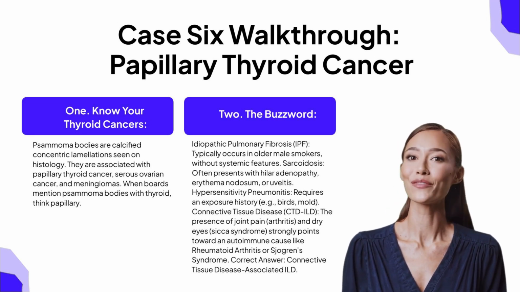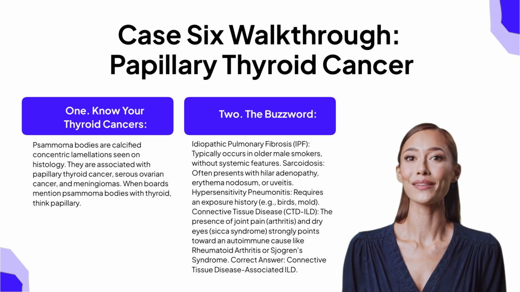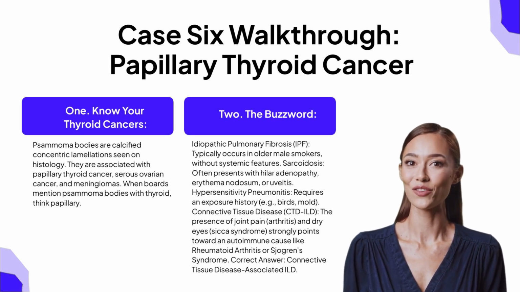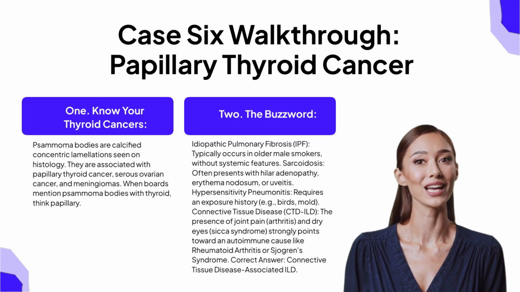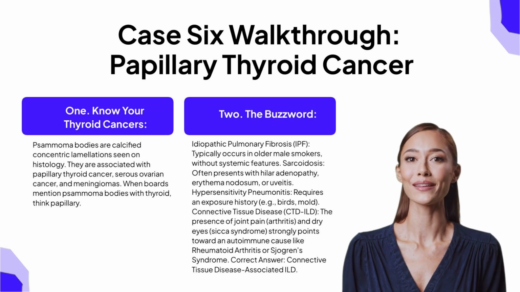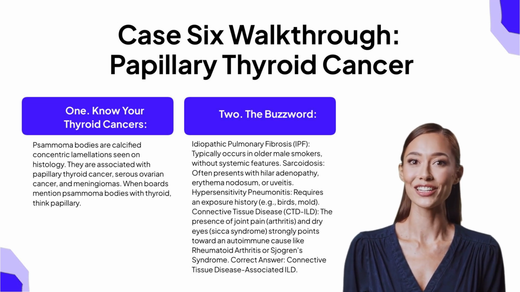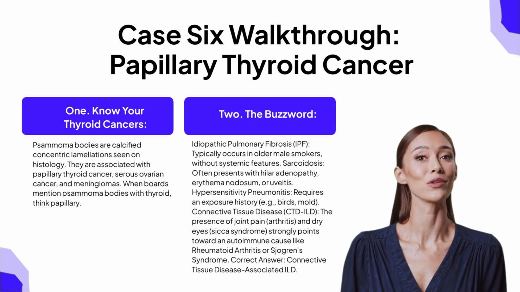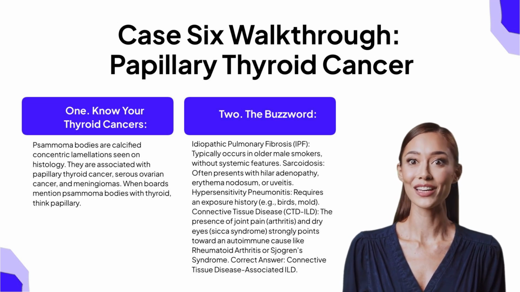Medullary cancer comes from the C cells that make calcitonin, and it is associated with multiple endocrine neoplasia type 2. Anaplastic cancer occurs in elderly patients and has the worst prognosis. The answer is C. When you see psammoma bodies and thyroid in the same question, the answer is papillary carcinoma.